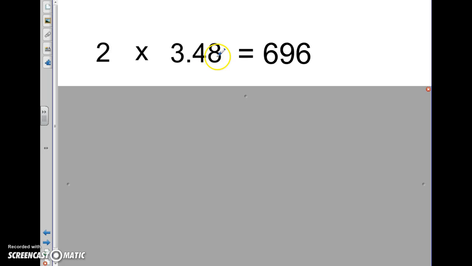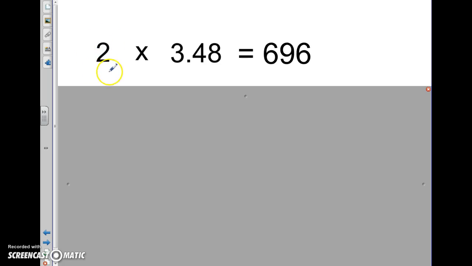So this is what it looks like. We have 2 times 3.48, or 2 times 3 and 48 hundredths. I've already given you here the digits that we'll end up with for our product, but the tricky part here is, where does the decimal place go? The way to do that is we look at each of our factors, and we recognize how many digits there are to the right of the decimal point for each factor.